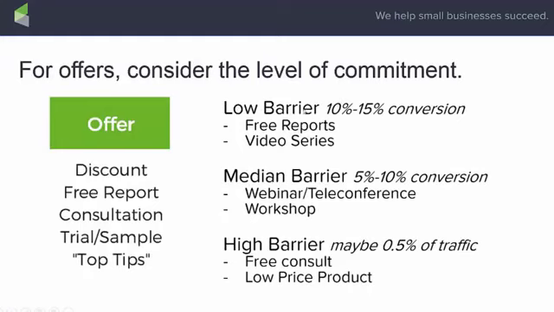Low barrier are things that are super easy for someone to get, all in exchange for their email address: a free report, a video series. Medium barrier are things that cost a little bit of time. They're free, all you're asking for is an email address, perhaps, but they cost the person time. Attending a webinar or a workshop costs time, and so fewer people are willing to sign up for it. And then finally, high barrier are things that only the people who are very serious are going to sign up for.